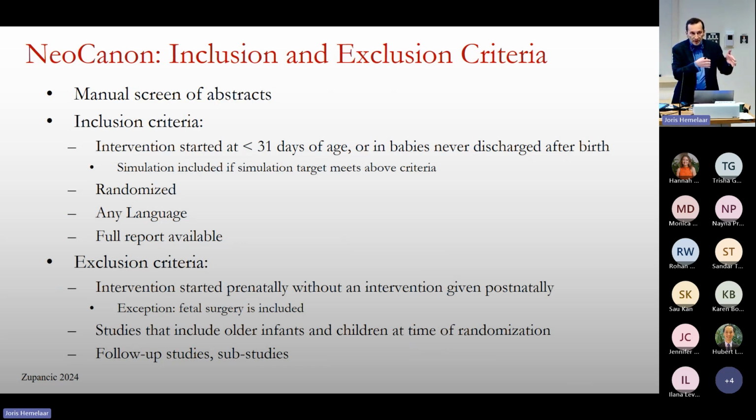We excluded interventions that had been started prenatally that didn't have an intervention given postnatally. We included the ones that actually provided something to the baby and allocated the baby along with mother postnatally. The one exception was fetal surgery, because we thought there was a fundamental difference between administering steroids to mom versus actually touching the fetus and baby. So we included that. We included cord management. And then we also excluded follow-up studies.